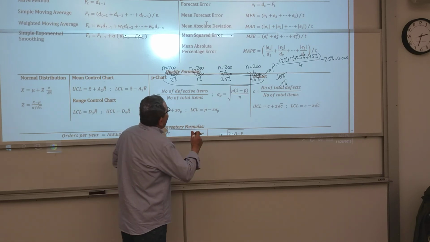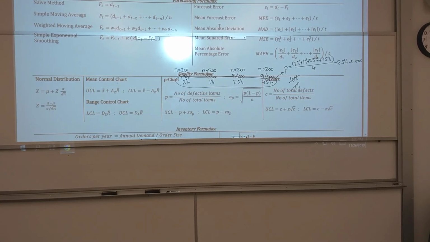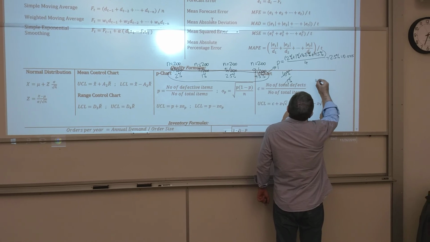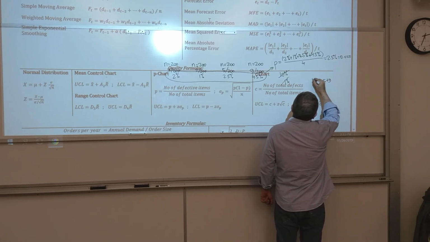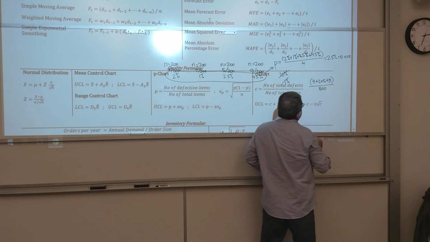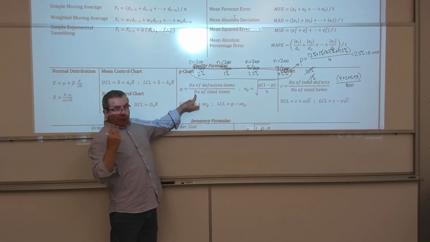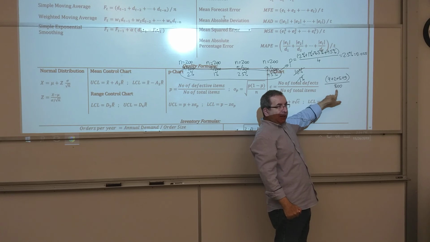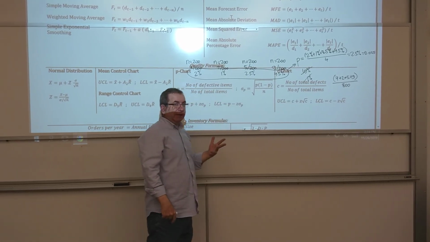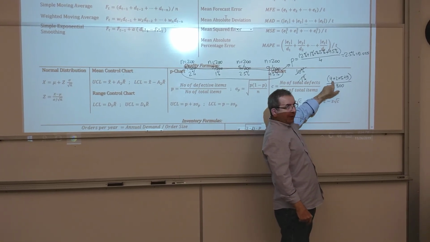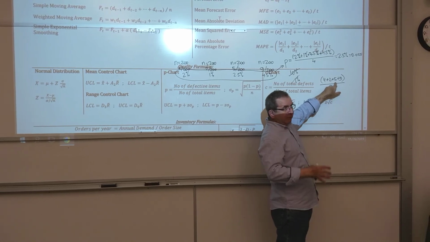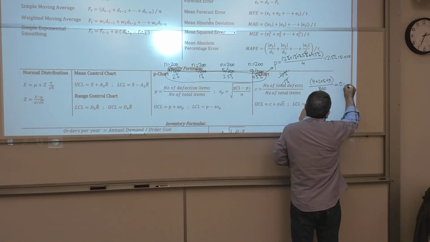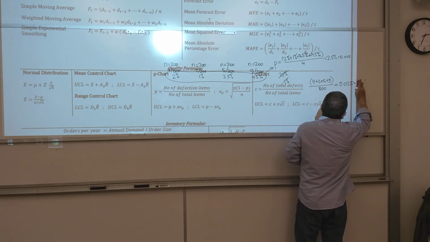So let's do that. We had 4 plus 2 plus 5 plus 9 divided by 800. We had 4 samples. Each sample has 200 items in it, so we have a total of 800 items. How many of these are defective? In the first sample, we have 4 defective. In the second sample, 2 defective. In the third sample, 5 defective. In the fourth sample, 9 defective. And when you calculate this, you get 0.025 or 2.5%.